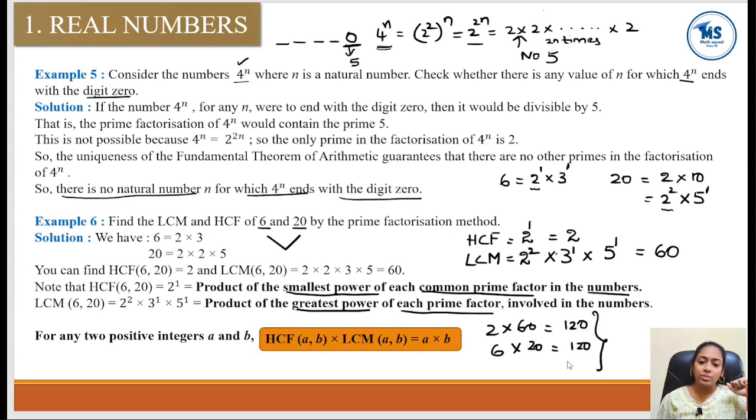Can you understand something from this? The product of HCF and LCM is equal to the product of the given numbers. So this thing which is highlighted here: the HCF and LCM of any two numbers A and B is equal to the product of the two numbers given. Okay, so this is applicable for any two numbers, and we'll use this in solving the examples in the exercise. Okay, now we'll see the next example.